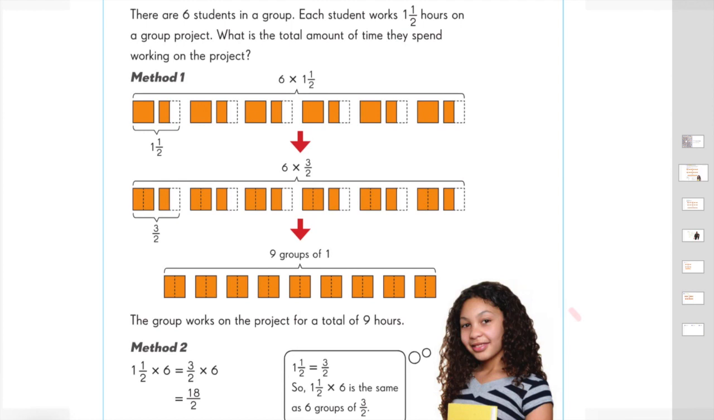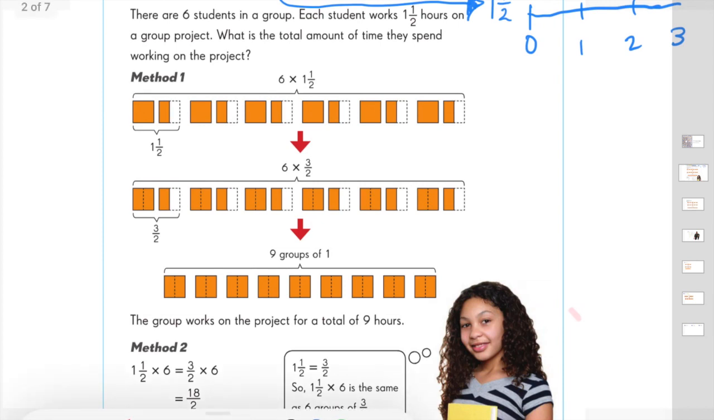Okay, so when we talk about mixed numbers, let's just do a little vocabulary review. When we talk about mixed numbers, this means that we have a whole number and a fraction. And so if we're looking at a number line, these mixed numbers come between the whole numbers on a number line because it's a whole number and a fraction or a fractional part. So these come between the whole numbers on a number line.